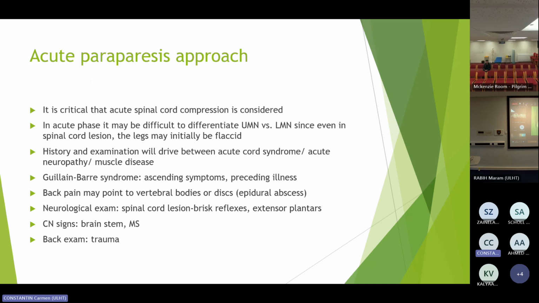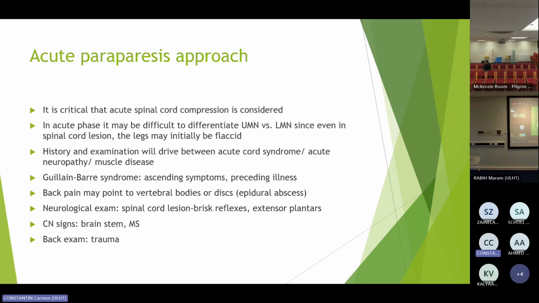How should we approach acute paraparesis? Remember that stroke could happen within the brain, but stroke could also happen within the spine, the cervical spine too. Acute paraparesis is critical. It is critical that acute spinal cord compression has to be considered. Actually, you could save the patient's life by having the right approach. In the acute phase, it's very difficult to make a clear diagnosis of whether it's upper or lower motor neuron.